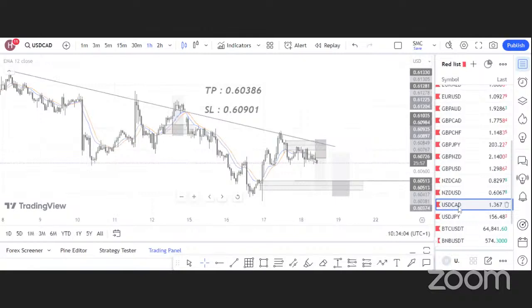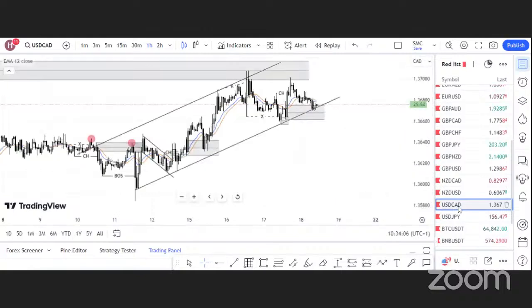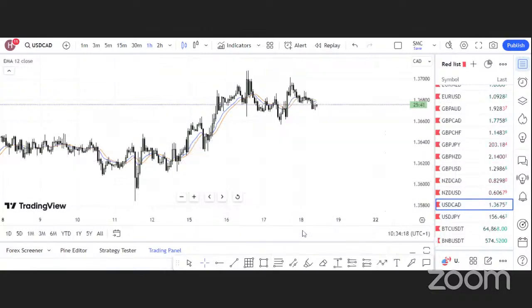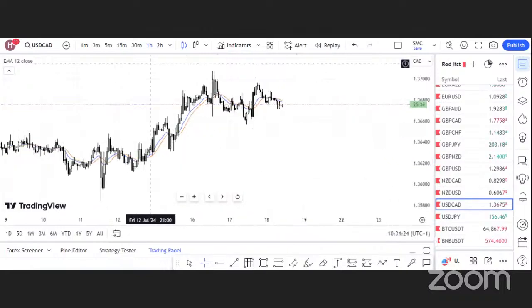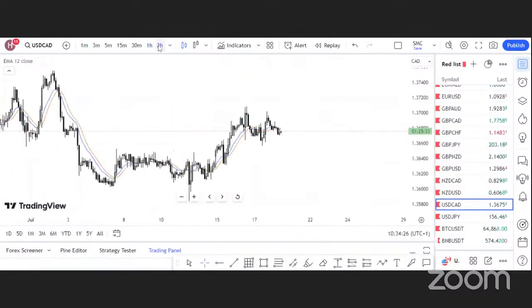Let's analyze USDCAD. I'm going to delete everything here and show you why I'm predicting a buy trade for this market. This is the 1 hour time frame, and obviously the market is on buy. The market is bullish.